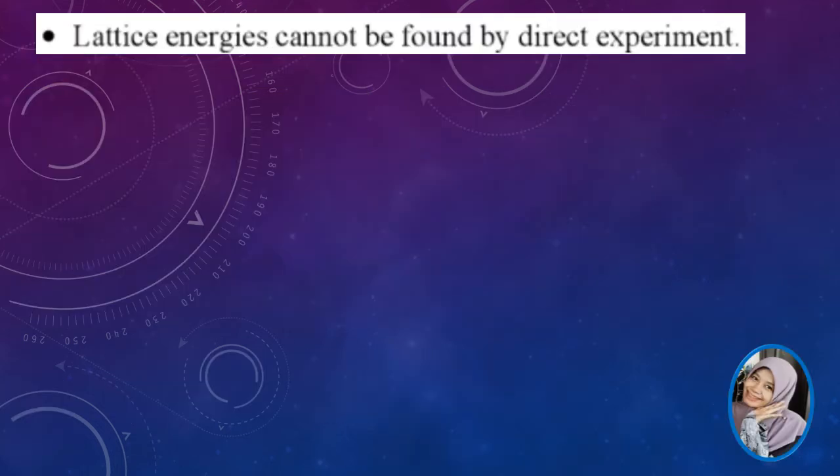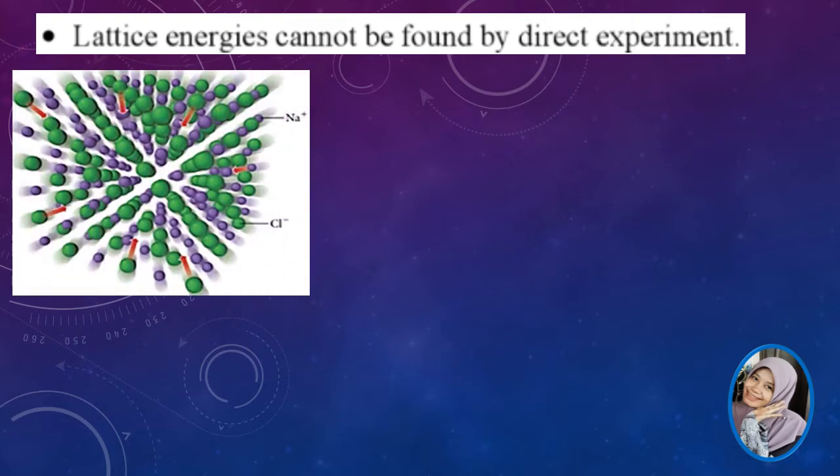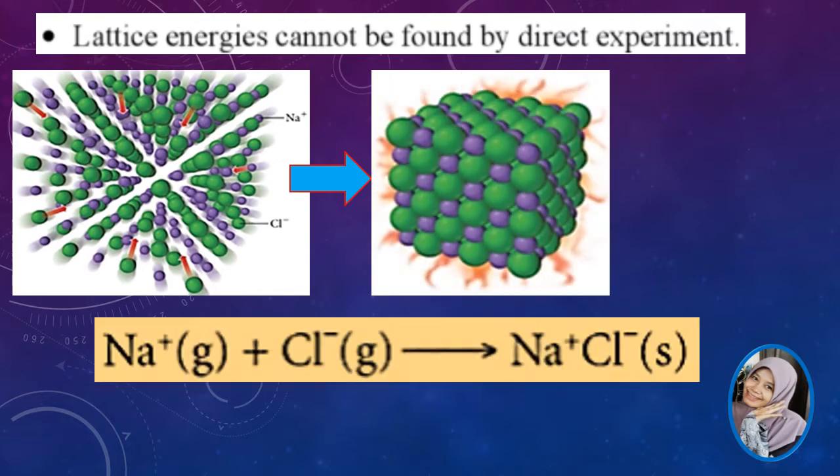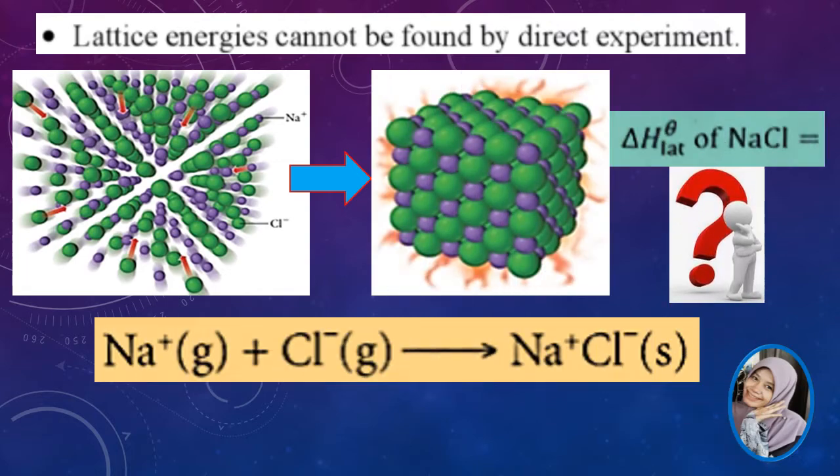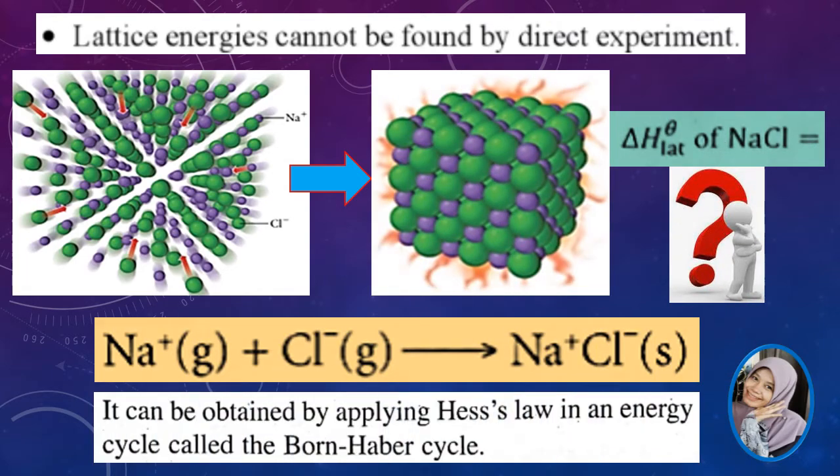Guys, lattice energy cannot be directly measured from experiments. It is impossible to bring together 1 mole of free gaseous cations and 1 mole of free gaseous anions to form 1 mole of ionic solid and measure the enthalpy change. However, lattice energy can be obtained by applying Hess's law in an energy cycle called Born-Haber cycle.